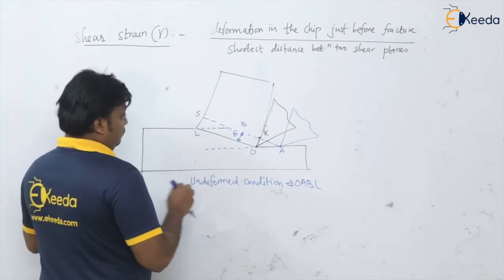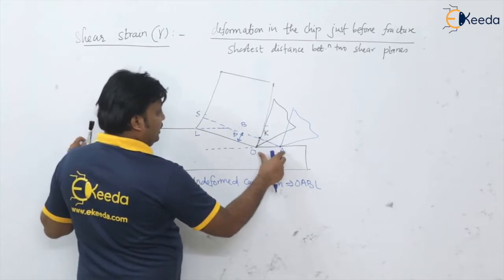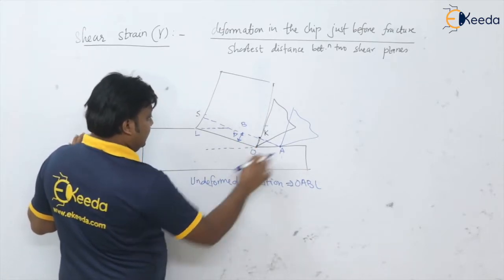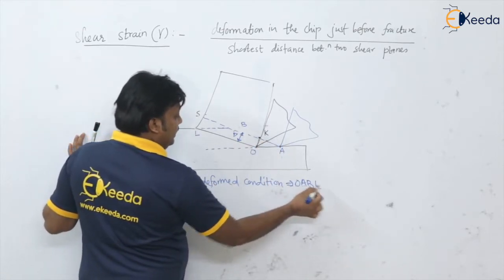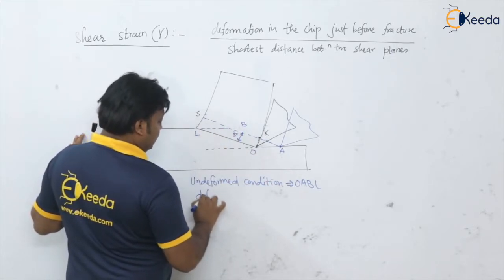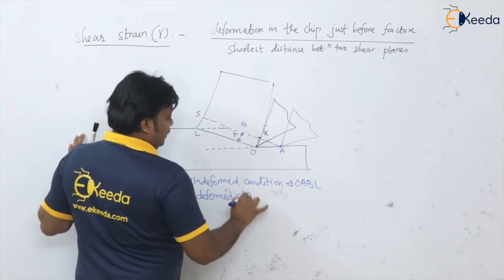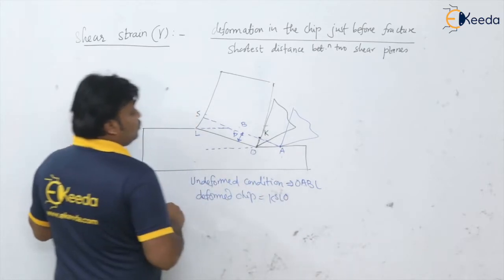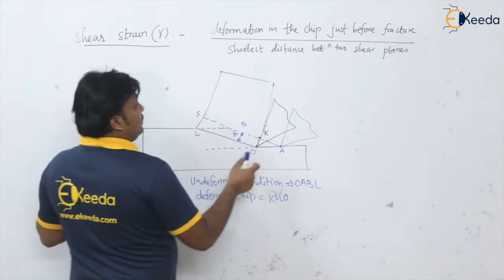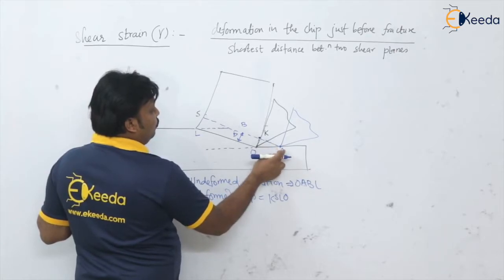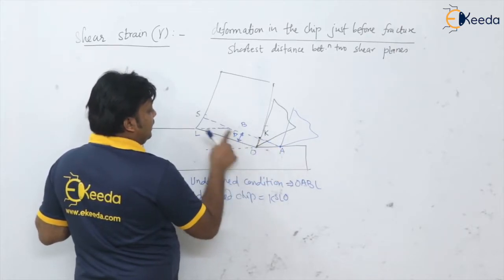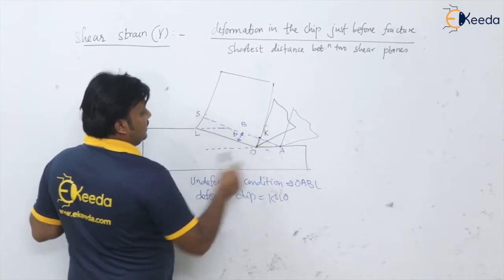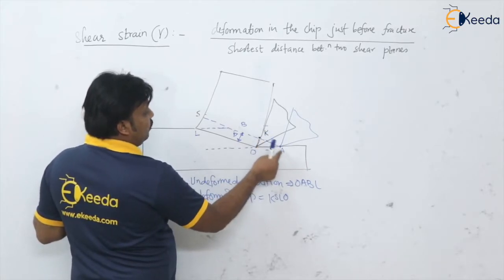Now what is going to happen when this tool moves from point A to point O? This chip OABL is going to deform. The deformed chip will be KSLO. So what is the deformation in the chip just before the fracture? From point A to point K, this distance is the deformation in the chip just before the fracture. That is KA or AK.